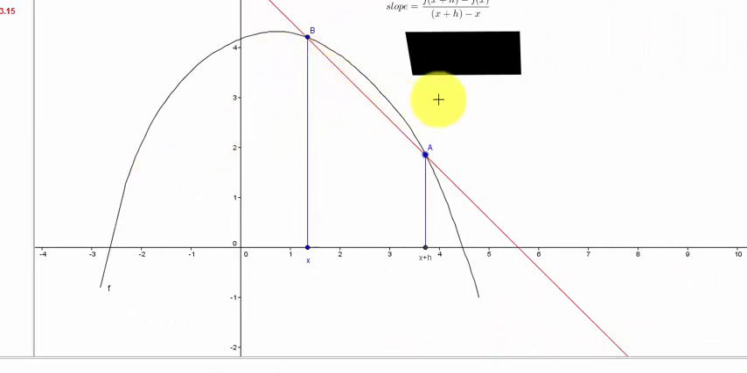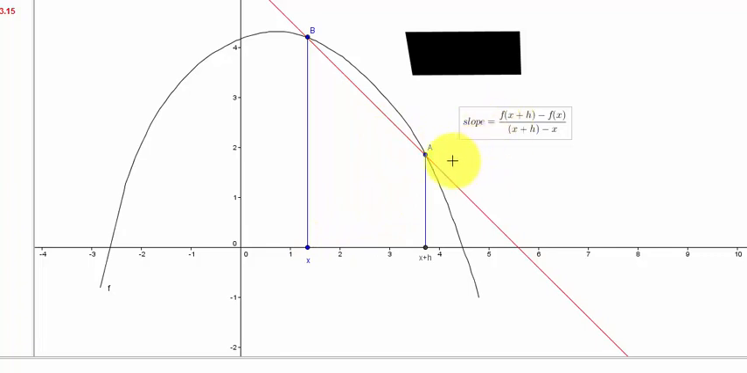So we have this curve here, and I have 2 points, A and B. And those 2 points determine or define a secant line to this curve. It cuts the curve in 2 places. And we could find the slope of those two by taking f of x plus h minus f of x.